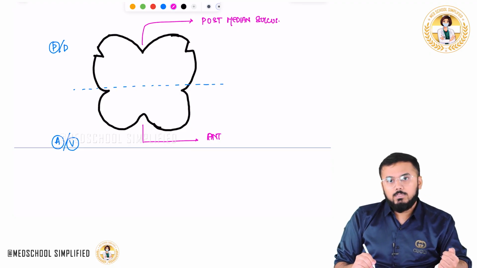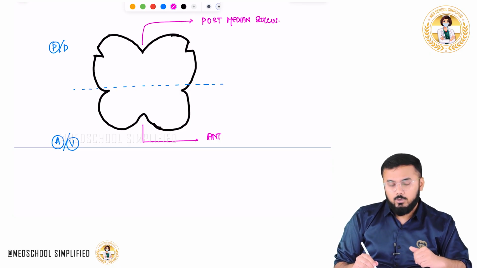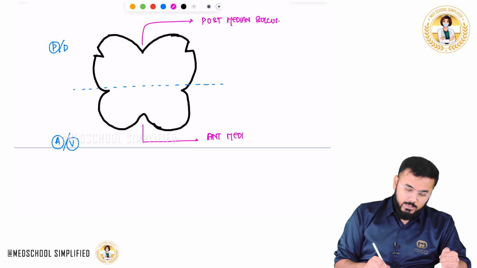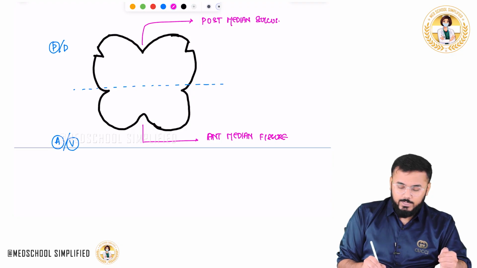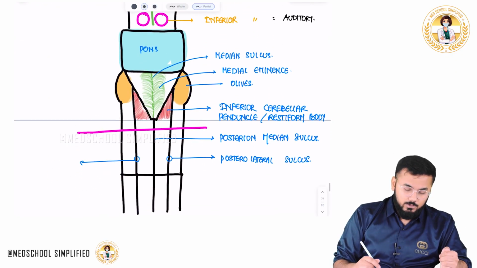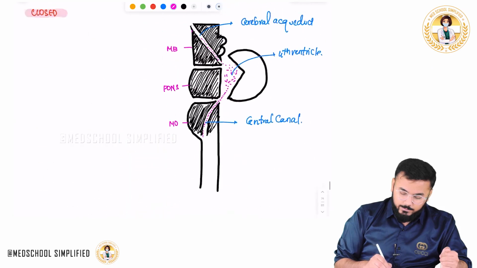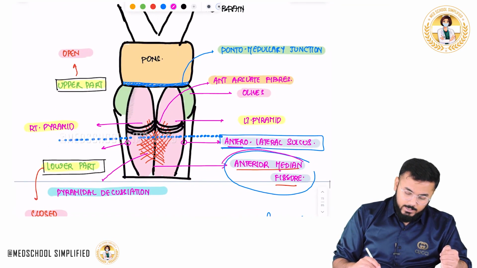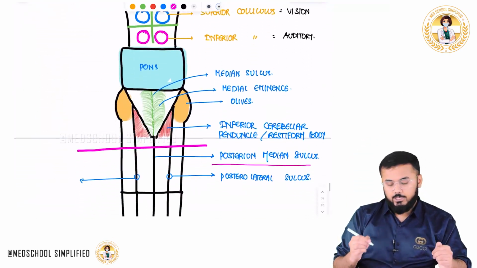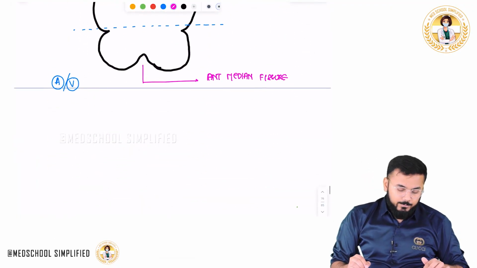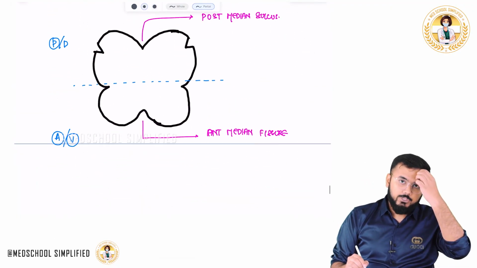Is it looking like a sulcus or like a fissure? It is looking like a fissure. So, anterior median fissure. That is the reason why in the previous lectures we discussed posterior median sulcus, and here we have discussed anterior median fissure, because it is looking like a fissure. So this is your anterior median fissure.